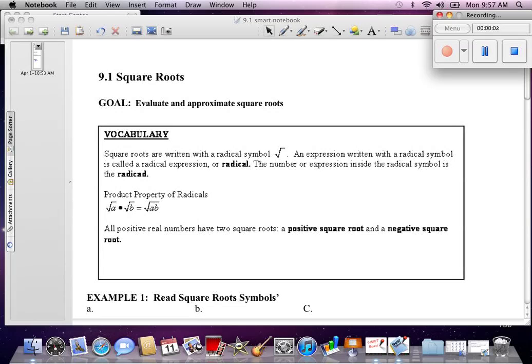All right, ladies and gentlemen, what we're looking at now is square roots. Okay, so everybody should have their paper out in front of them.